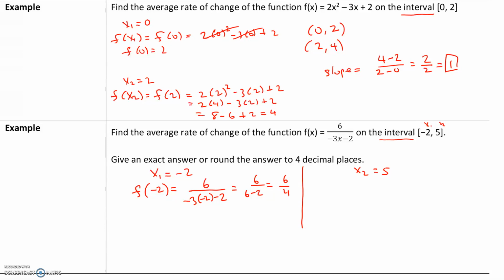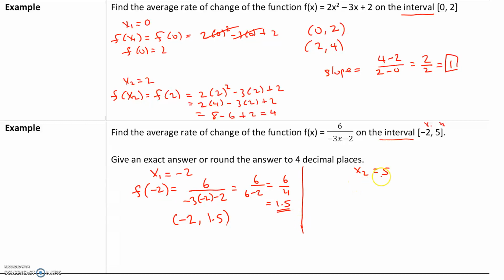And 6 over 4 equals 1.5. You could use decimals, especially in this class, because this is a business calculus class. In the real world, we're not going to be using fractions, we will be using decimals. So please feel free to use decimals. Just remember to round to 4 decimal places in your homework. So the first ordered pair, when the input is -2, the output is 1.5.